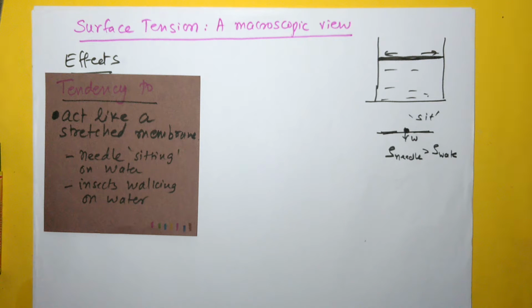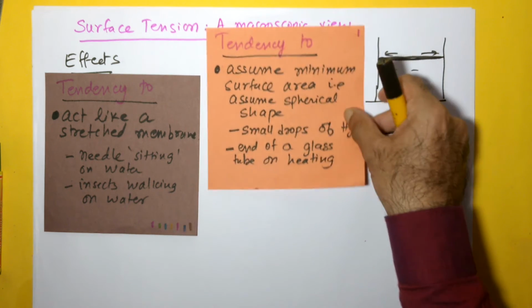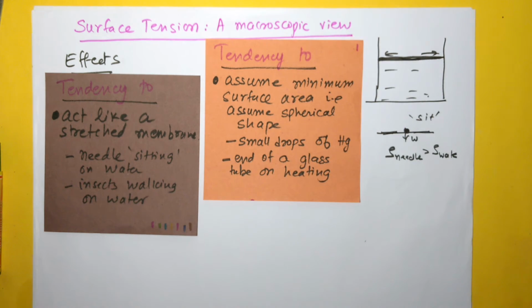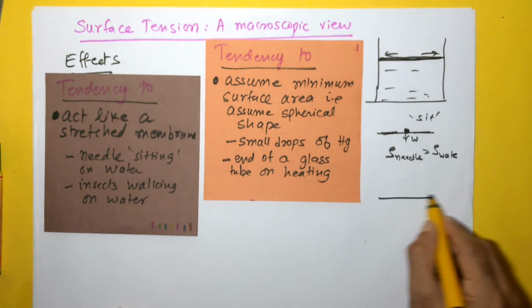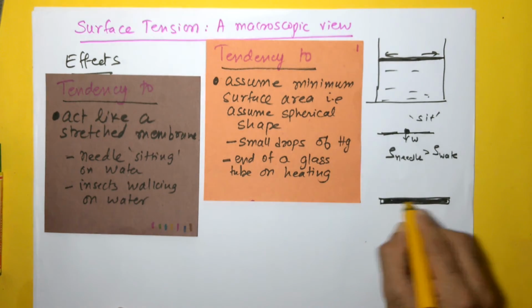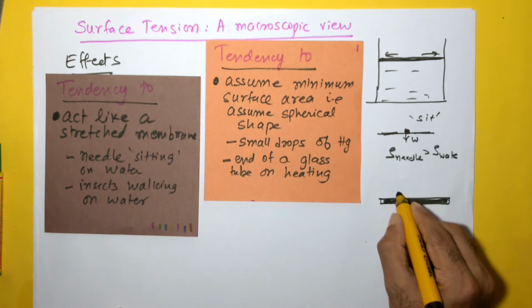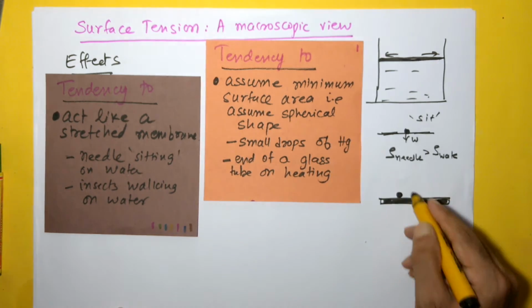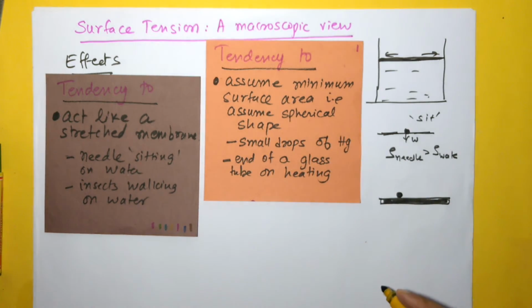Let's look at one more effect of surface tension. The second effect of surface tension is with reference to drops of liquid. So what happens to drops of liquid? Let us say we have a glass plate, and let's say I form drops of mercury on this. What we observe is the drop of mercury has a tendency to assume a spherical shape.